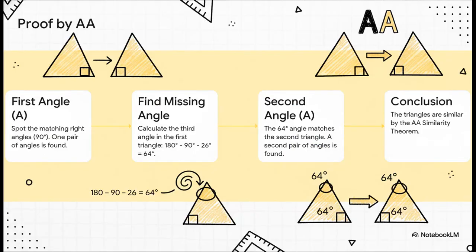Okay, let's break this down. First up, the easy one. See that little square symbol in the corner? That means they both have a 90-degree right angle. That's our first A. Bam!